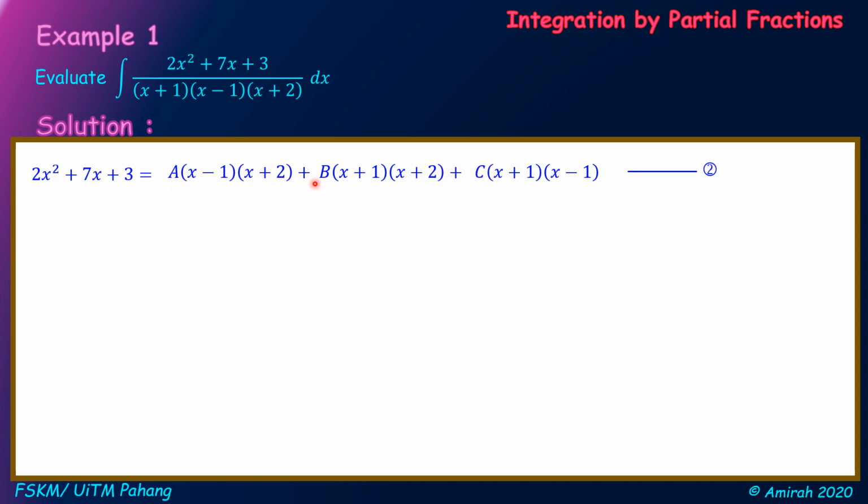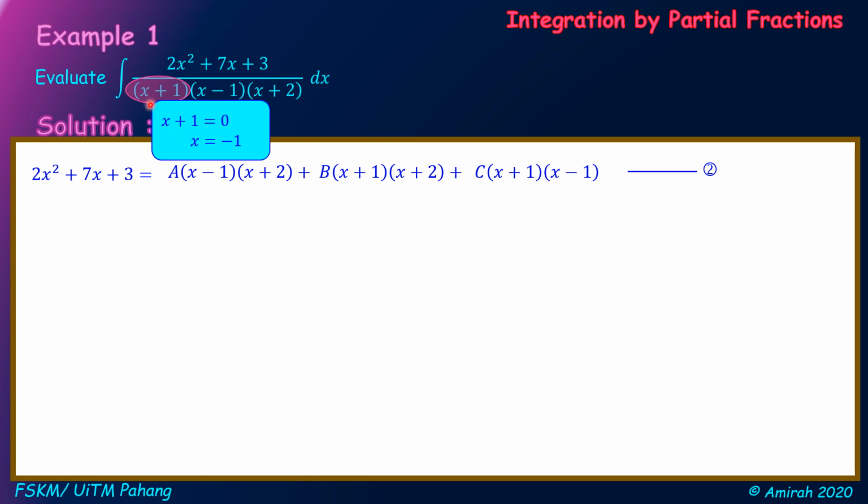There are 3 constants here, so we can use the substitution method. We substitute the value of x into equation 2. Since we want to find three values of constants a, b, c, we need to substitute three values of x. For easy calculation, we can equate the first factor in the denominator to 0, then we find the value of x.